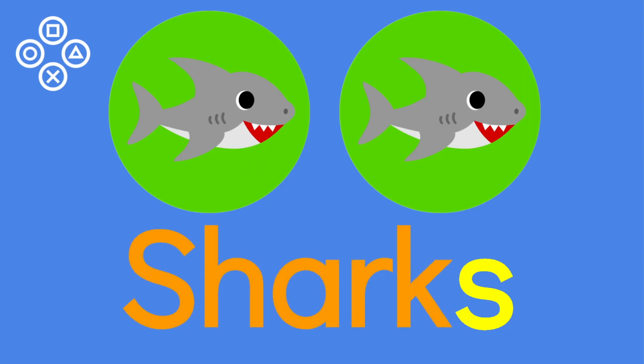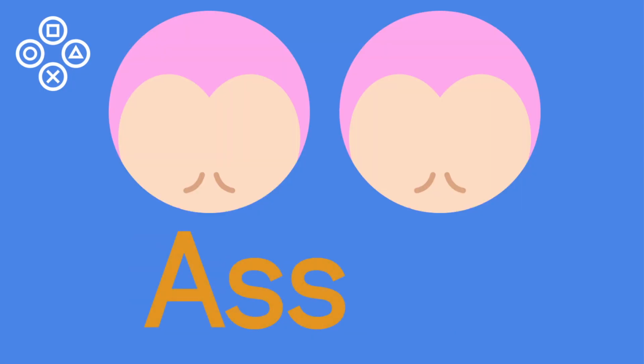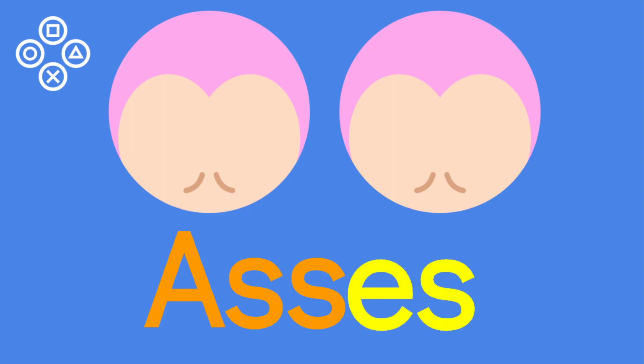And we also learned about plurals. So normally we add an S to the noun if there's more than one. So, sharks. But if we already have an S on the end of the word, we can't really just add another S. That's crazy. Too many S's. So we have an E before the S. Asses.